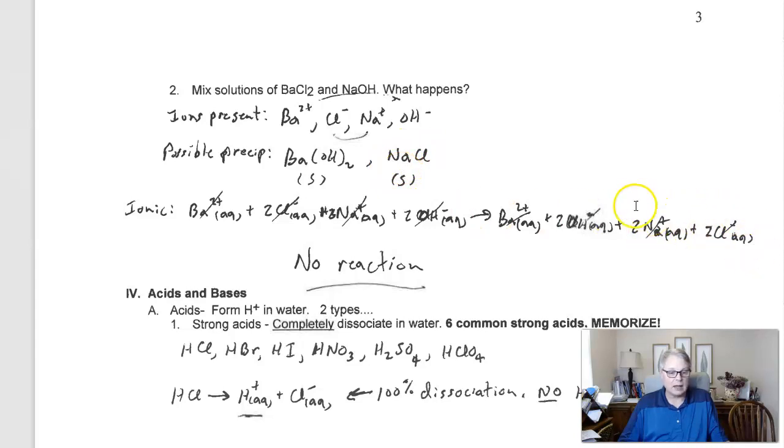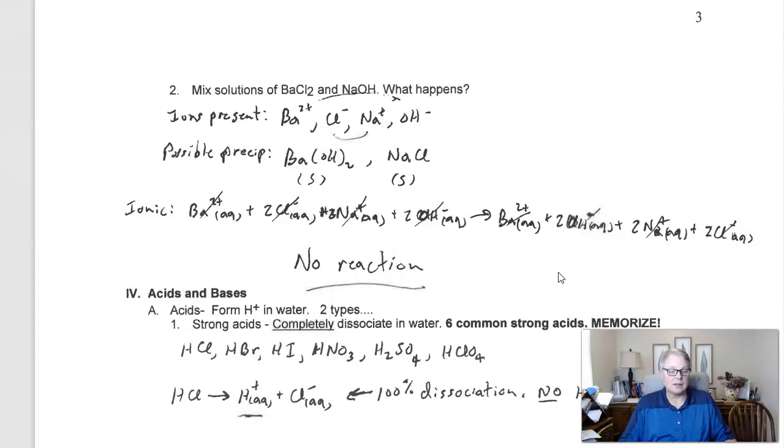Okay, how do I get the net ionic reaction? Well, we cancel out everything that's the same on both sides. So here's a barium, there's a barium, there's 2 chlorides, here's 2 chlorides, here's 2 sodium pluses, here's 2 sodium pluses, and here's 2 hydroxides, and here's 2 hydroxides. So what am I left with? I'm left with nothing. Everything canceled out. So what does that mean? Well, that means there's no reaction because you have nothing left. There is no net reaction here.